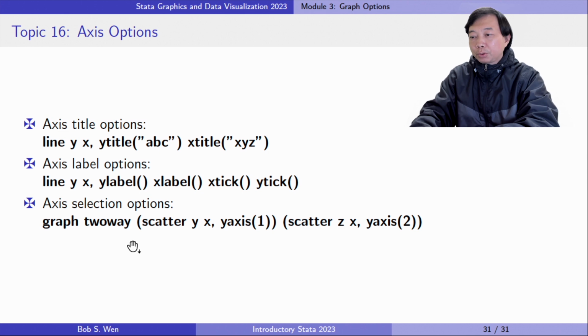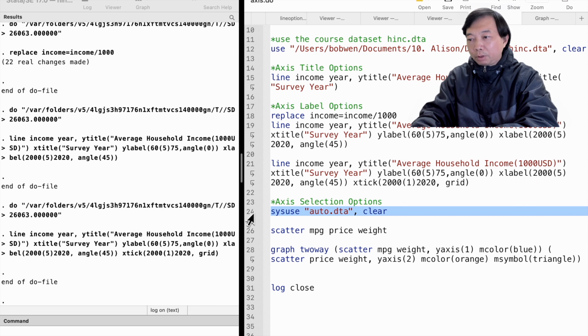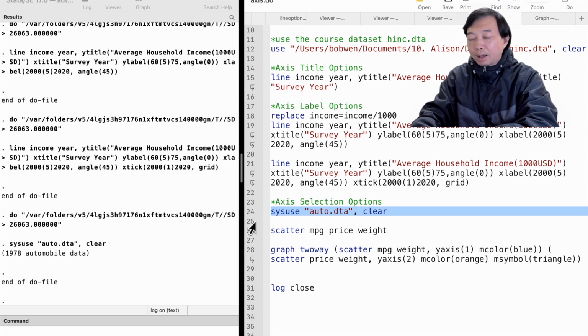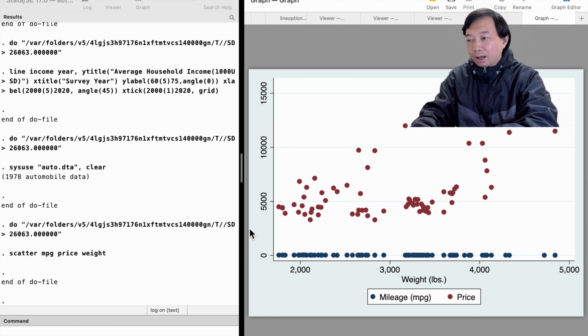If we need to use two y-axes, we should use the yaxis option to specify which axis is for which plots. For example, we may want to know how the car's MPG and price change with the car's weight. We could scatter the MPG and price data against the weight data.